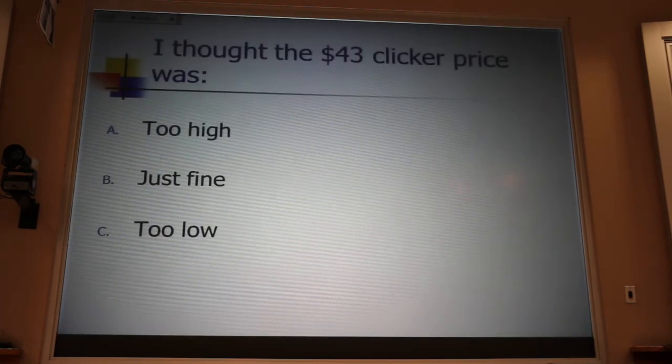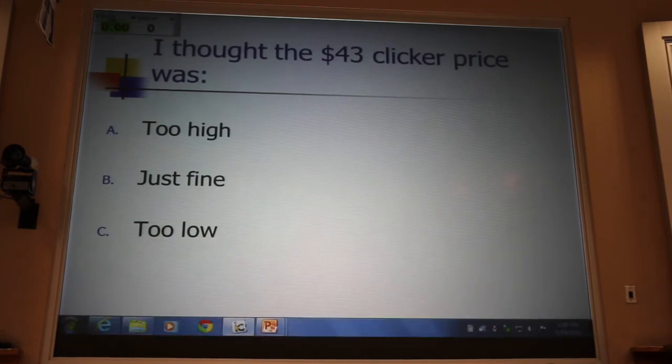Let's use our clickers. Get your clicker out. Answer this question. I thought the $43 clicker price was too high, just fine, too low.